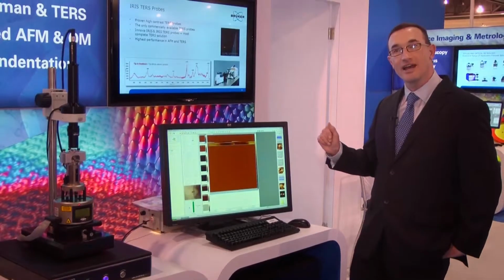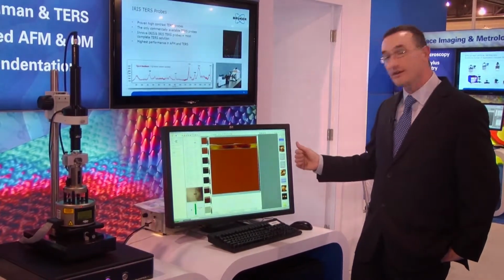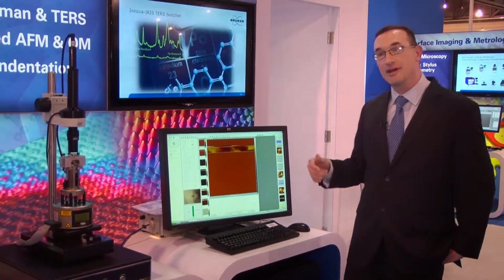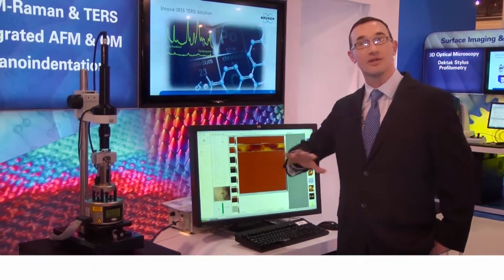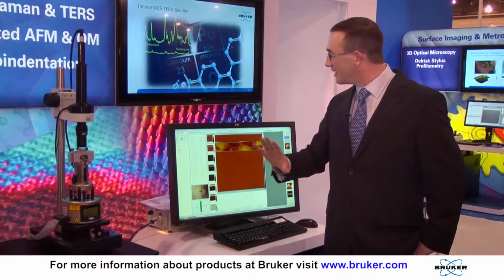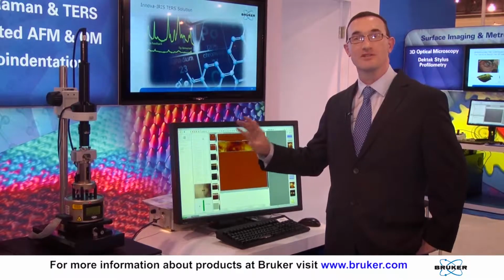So you can see we're scanning now 6 times faster. We're getting the equivalent image quality. We can scan about 20 times faster to get a survey scan, so we can find a large region of interest and zoom in on it.